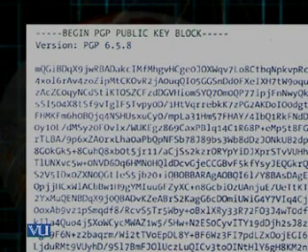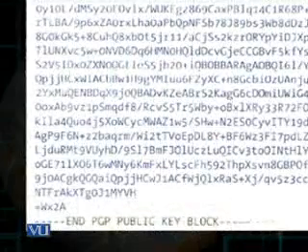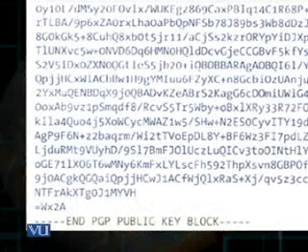Begin PGP public key block, version PGP 6.5.8, and then you can notice M O G I B D Q X N J W R B and so on. And then at the bottom you can notice end PGP public key block.